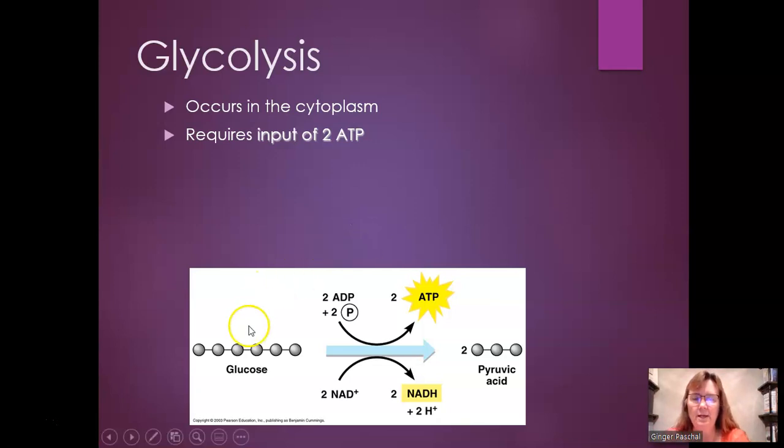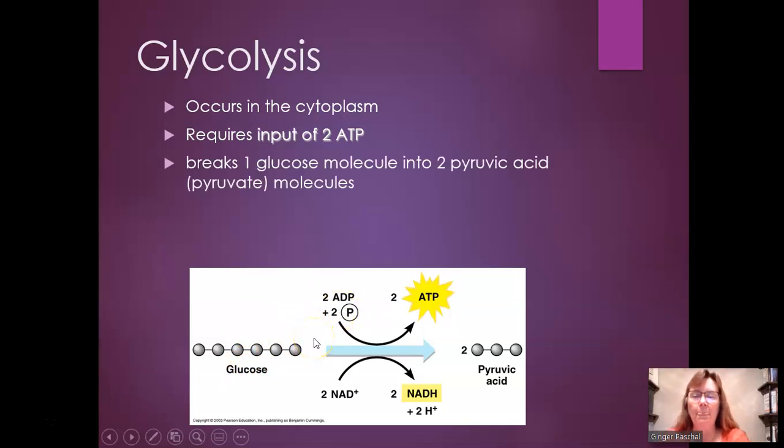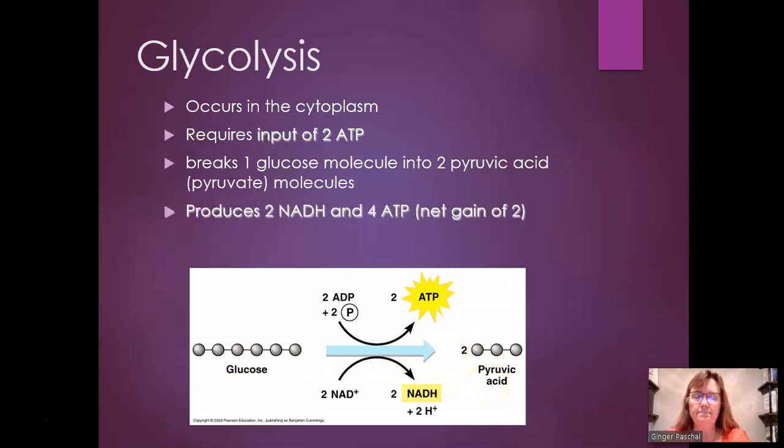So we have to put in 2 ATP to get this process started. Glucose has 6 carbons, and that's what each of these gray spheres represents. What we literally do is break this in half, and you put in 2 ATP to get this process started. We take one glucose molecule and break it in half, and the results are 2 pyruvic acids, also known as pyruvate molecules. So we take this one glucose and break it in half into 2 pyruvates or pyruvic acids.